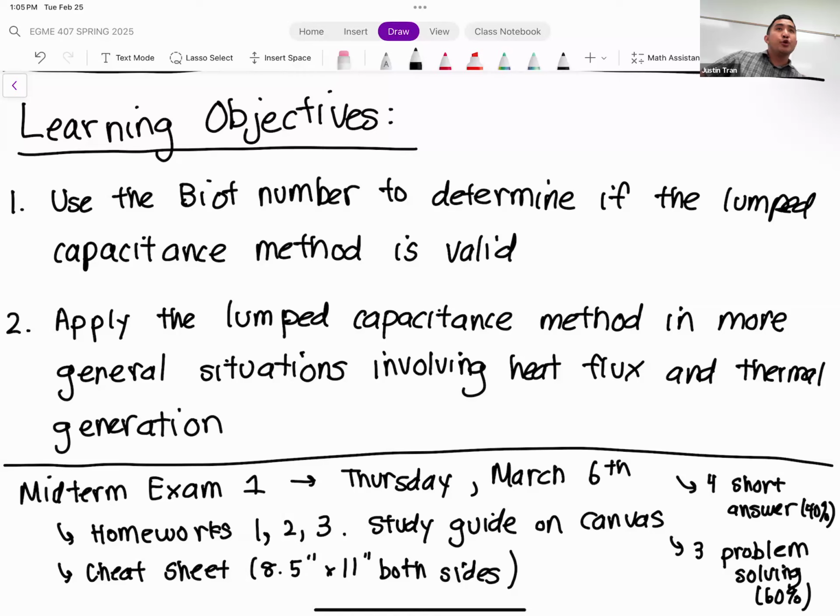By the way, the solutions for homework 1 and 2 should be up on Canvas already. Since I know you would like to have the solutions for homework 3 to study for the exam, I'll probably post those on either Monday or Tuesday of next week for you to look at.